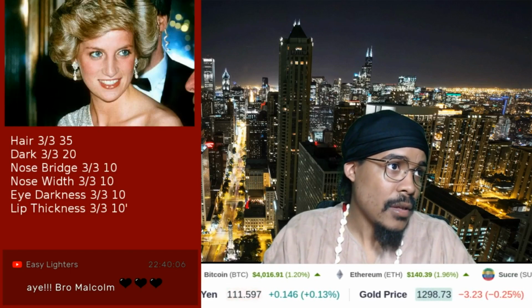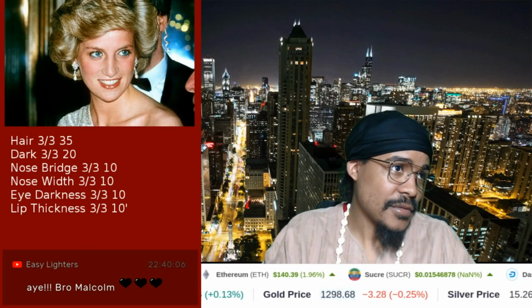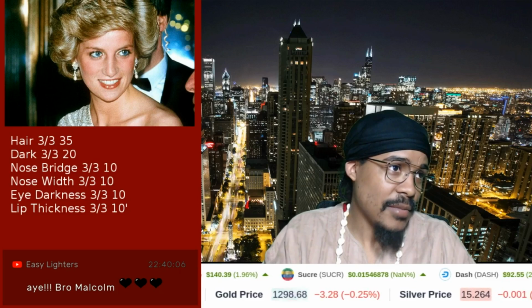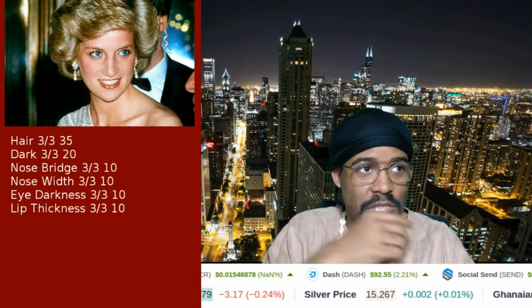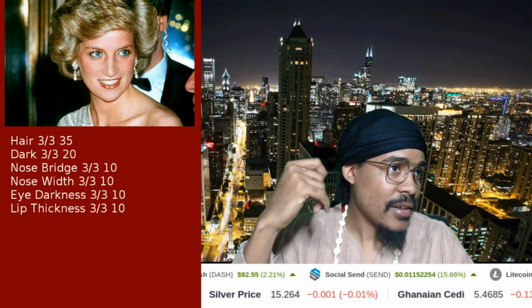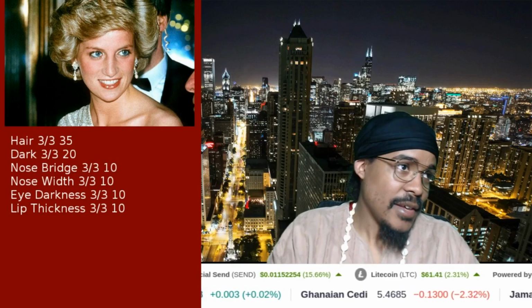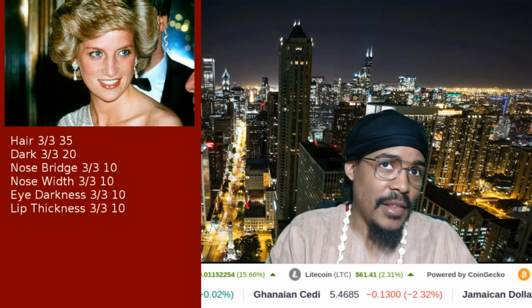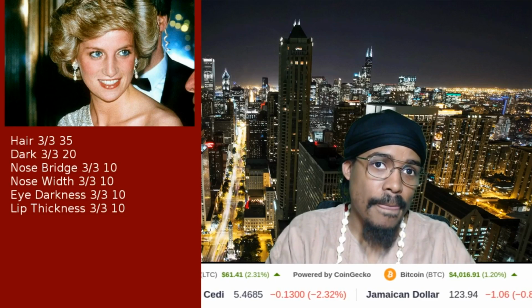Okay. And lastly, Princess Diana. She has level 1 lips, level 1 or below. Actually, she might have level 0 lips. Okay. She has between level 1 and level 0. Now, that's what you look at to determine a person's blackness, okay?